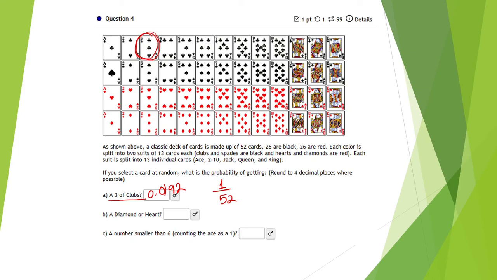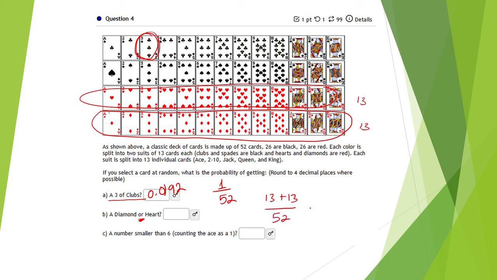For part B, we're looking for a diamond or a heart. If you look at all the diamonds, there is a total of 13 diamonds. There is a total of 13 hearts. So we'll do 13 plus 13, and we'll divide by the total. There's a total of 52 cards. So we have 26 over 52, which simplifies to 0.5. So there's a 50% chance that you're going to get a diamond or a heart.